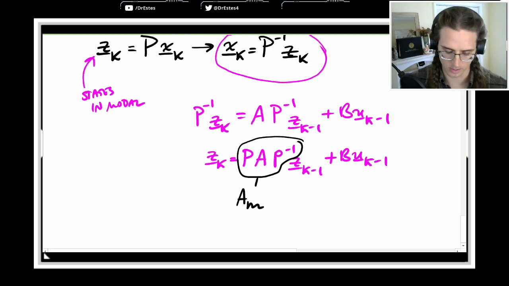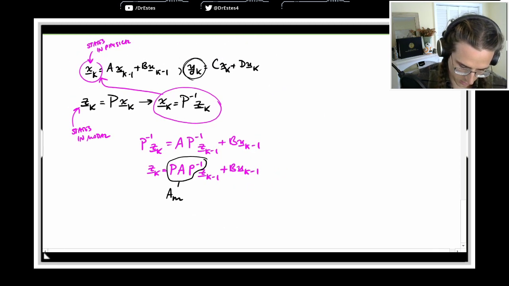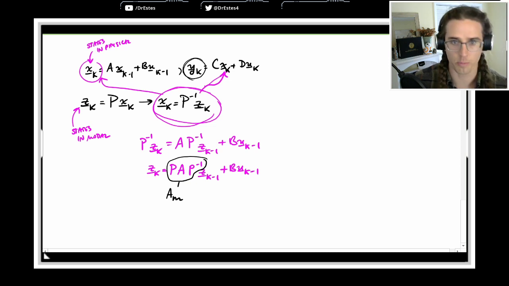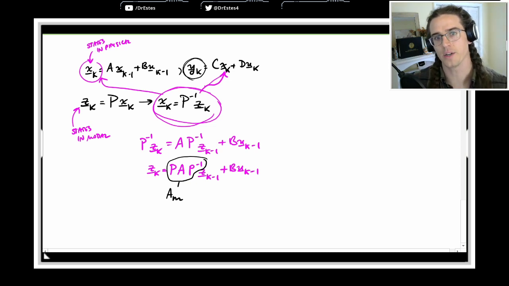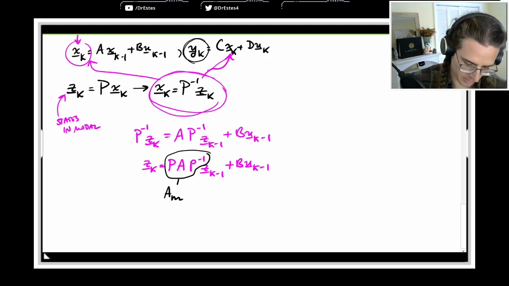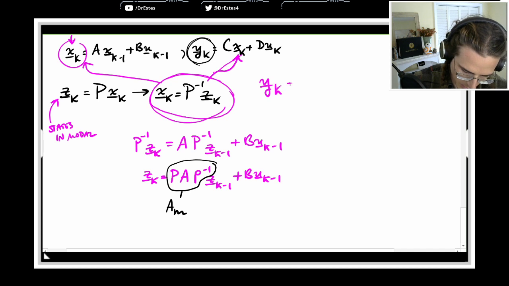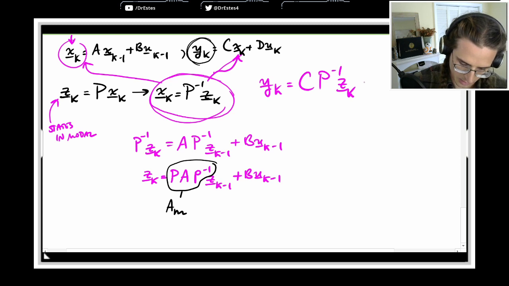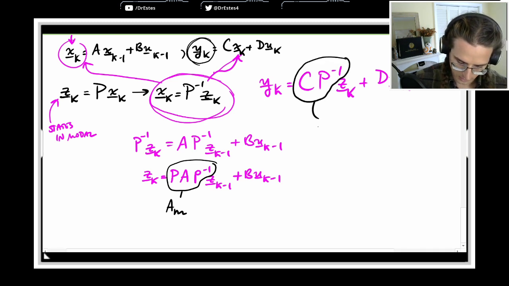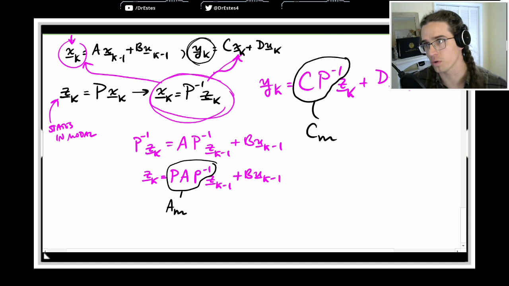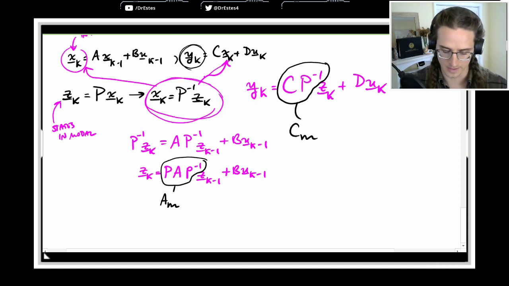But you were talking about the output. You can do the same thing: plug this into your output equation. And remember, the output is, say, position or something, but when I make this substitution, I'm going to have y is C times P inverse Zk plus D uk. This is your C matrix in modal coordinates. And this is the interesting thing.